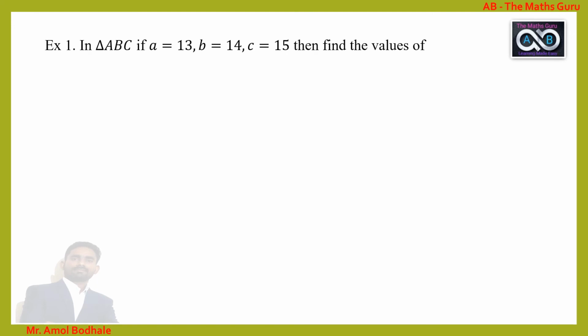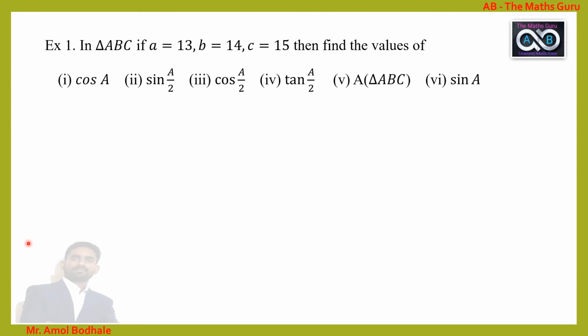Let's see the example. In triangle ABC, if small a equal to 13, small b equal to 14 and c equal to 15, find the value of cos A, sin A by 2, cos A by 2, tan A by 2, area of triangle ABC and sin A.